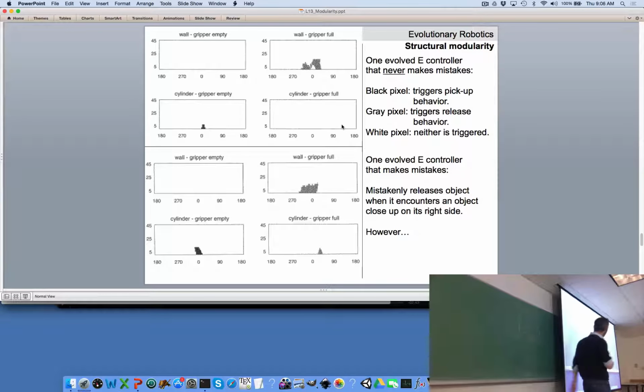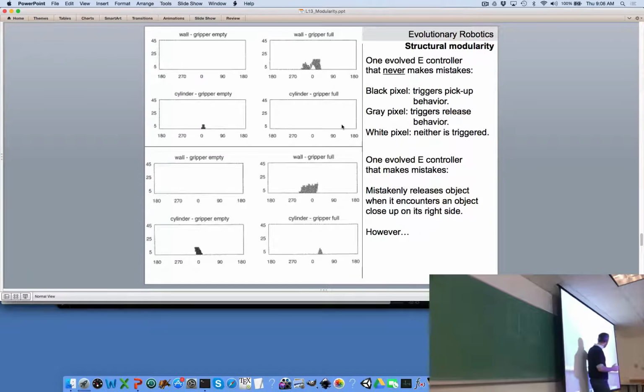Down here, we can see that there is a second evolved E controller that does make a few mistakes. So this is correct, this is correct, this is correct. In this case down here, the robot is facing the cylinder. It's close to the cylinder. Its gripper is full. And as it rotates and detects another obstacle on its right, it releases the object that it's currently holding, which is not what it's supposed to do. Okay? So it made an error in this case.